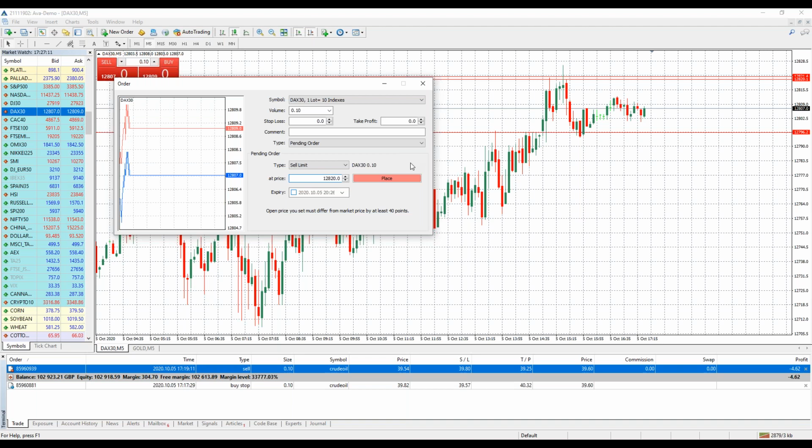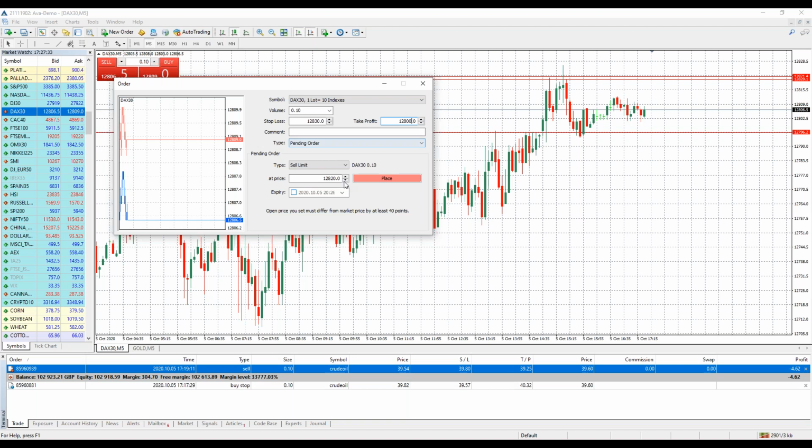Okay, and stop loss: if it breaks this resistance, then I'm out. Then it must have had enough momentum to keep climbing. So 12,830 might be my stop loss as an example. And my take profit would be down here before this support, 12,800 even.